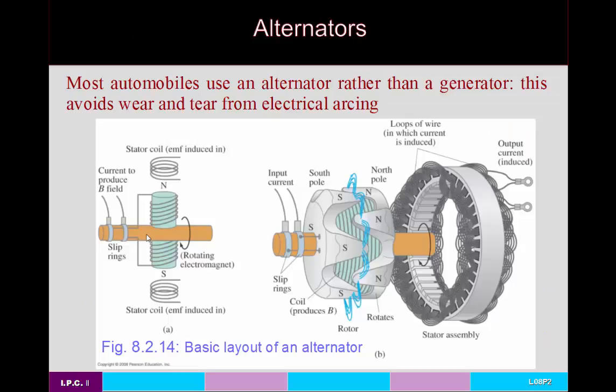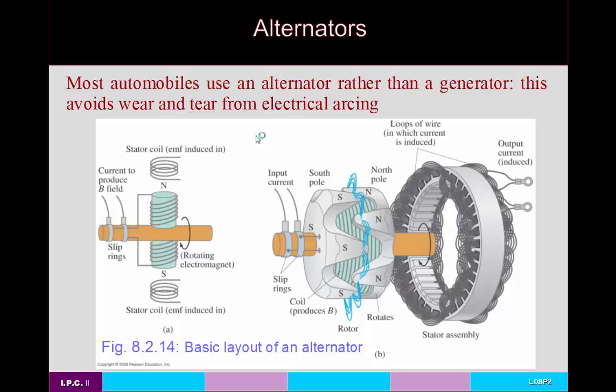So generators are nice for creating energy for houses or for industrial use, etc. It used to be that they also used a generator to make current for an automobile, but now they usually use an alternator rather than a generator. And what this does is it avoids wear and tear from electrical arcing.